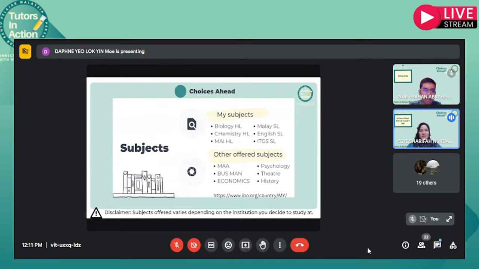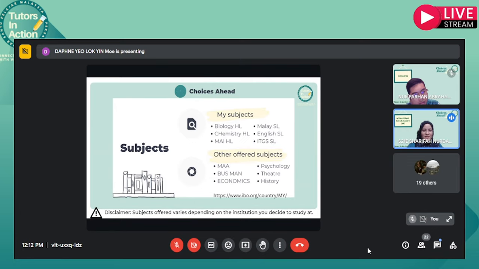Subjects that you can take: for me personally, I take biology, chemistry, maths analysis and interpretation, which is abbreviated into MAI, Malay, English, and ITGS, which stands for Information Technology in a Global Society. So I don't learn IT, I learn about how IT affects society, like addiction to phones, dependency, reliability, integrity of data and stuff like that.